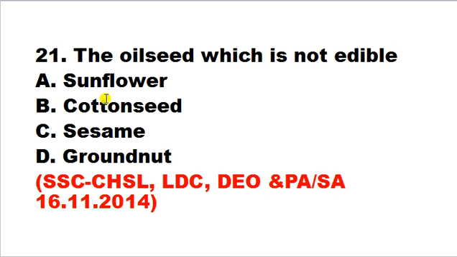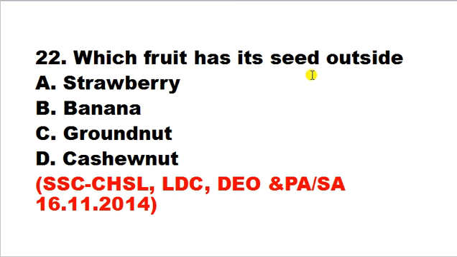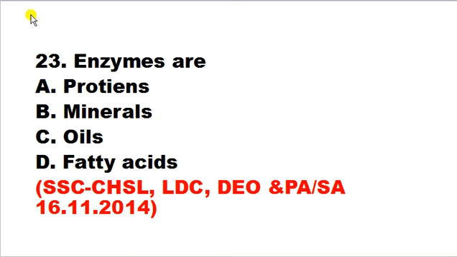The oil seed which is not edible: sunflower, cottonseed, sesame, groundnut. So cottonseed oil is not edible, rather it contains a toxic compound known as gossypol. So it is not edible. Which fruit has its seed outside? Strawberry, banana, groundnut, cashew nut. So the correct answer is strawberry. Strawberry is a fruit whose seeds are present outside the fruit.